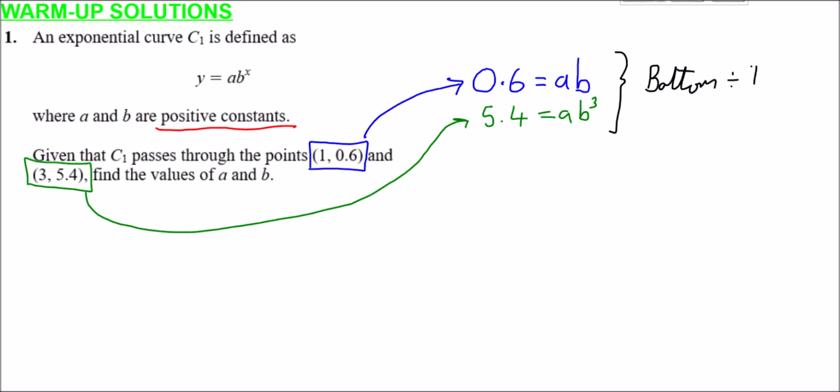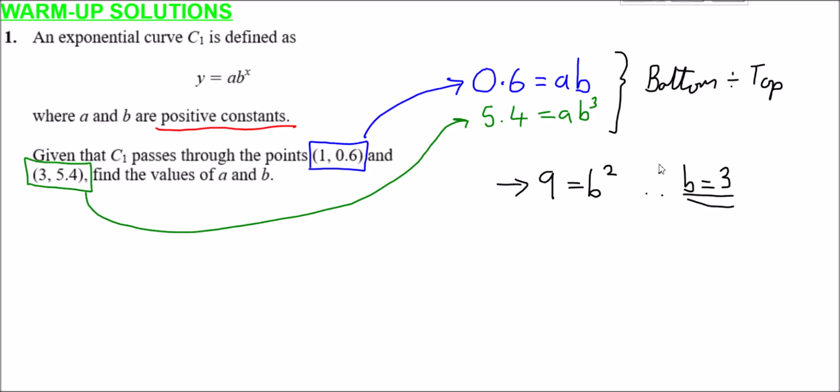So if we just do the bottom divided by the top, what we get there is 0.6 divided into 5.4, that gives us 9. The a's cancel. B cubed divided by b gives us b squared. Therefore, b must be 3. If you're thinking, well, can't it be minus 3? Isn't b plus or minus 3? Remember how a and b were set up as positive constants.